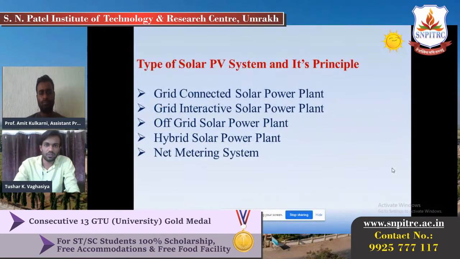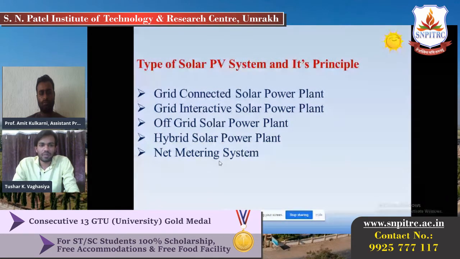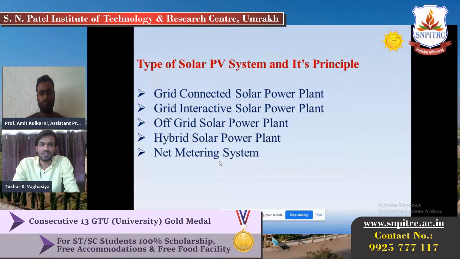Now let's go into the technical part of the solar PV system. There are a number of solar power plants in the market. There are mainly two types of solar power plant. One is on grid, and the second is off grid. But here, as per the Indian policy, we have categorized them into 5 types. One is the grid connected solar power plant, grid interactive solar power plant, off grid, hybrid, as well as net metering system, right?